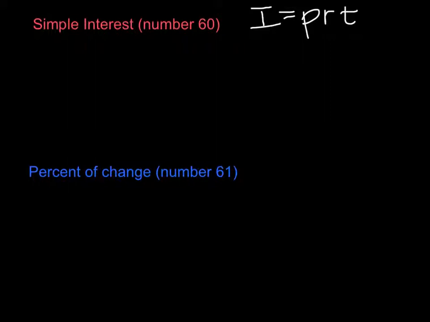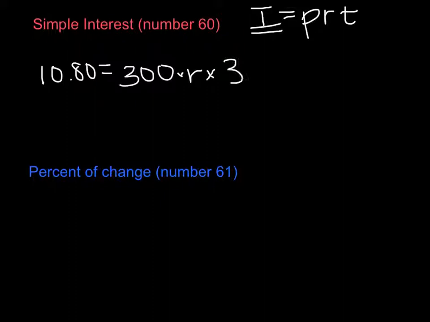So on number 60, Kim started with a savings account of $300. That's your principal. It's your starting amount. And she is going to leave it in there for 3 years, and she's going to earn $10.80 of interest. So I know what my interest is going to be. That's $10.80. I know that she started with $300, and I know that she left it in there for 3 years. So what I'm missing, or what the question is, well, what interest rate did she earn? So that's my R. So all I'm going to do is set this up and solve this as an equation.